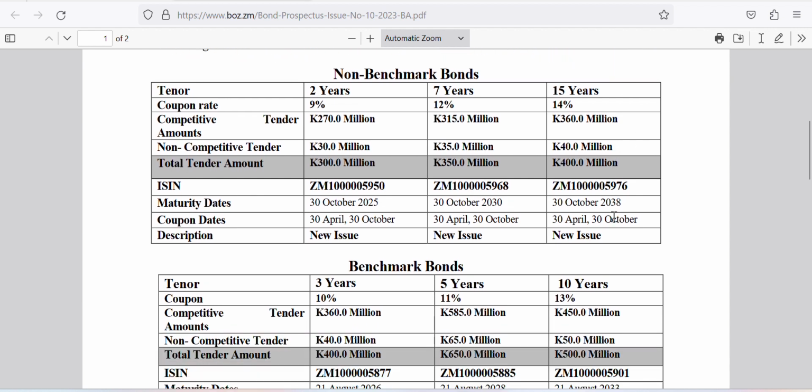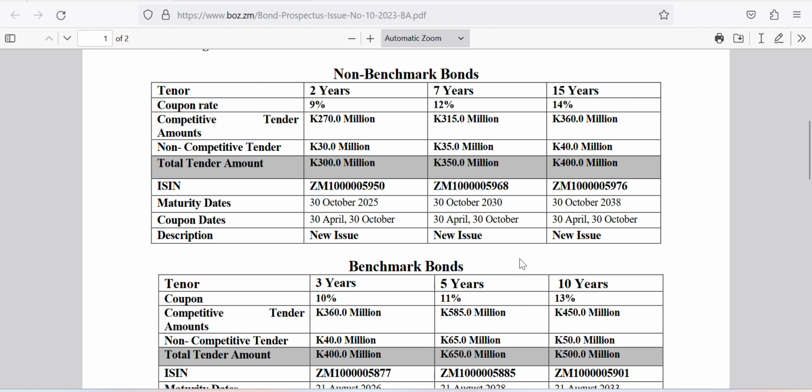So the maturity date is basically the date in the future after the term, when your bond has run its term. It's the date in the future when you will get the face value that you invested in this bond, plus the discount, obviously.